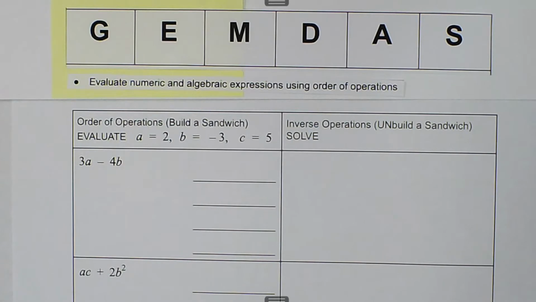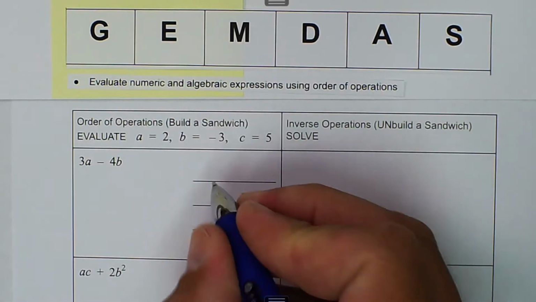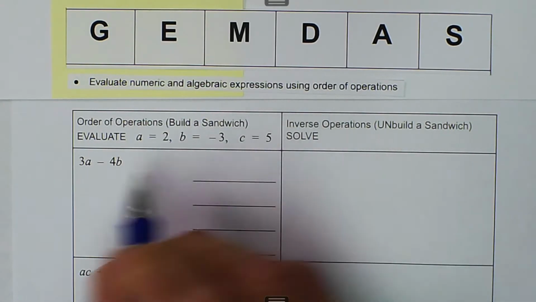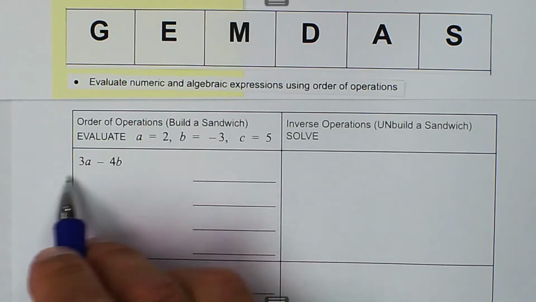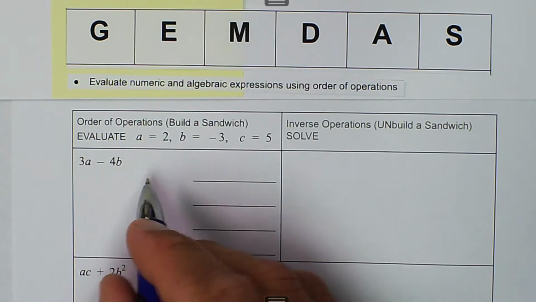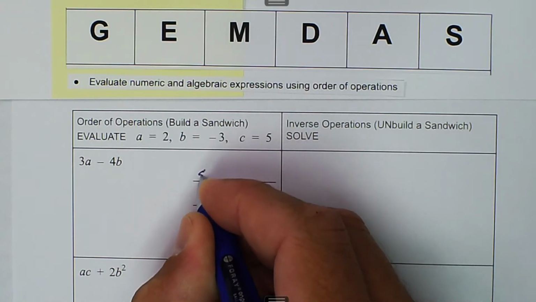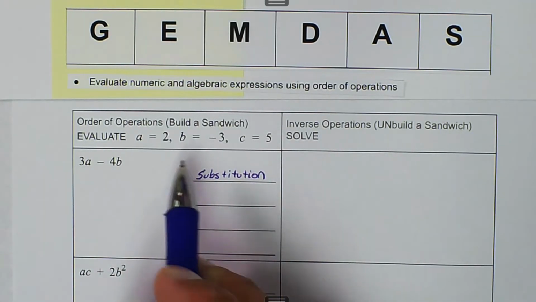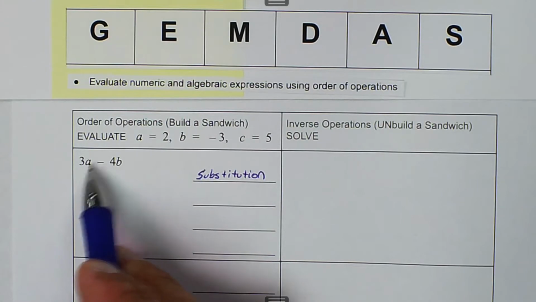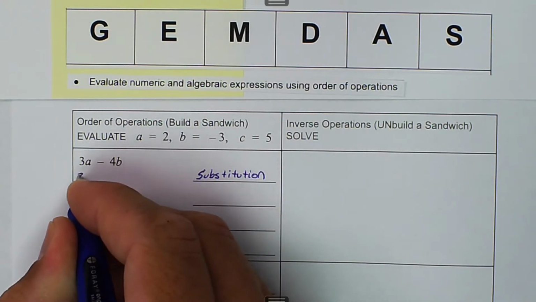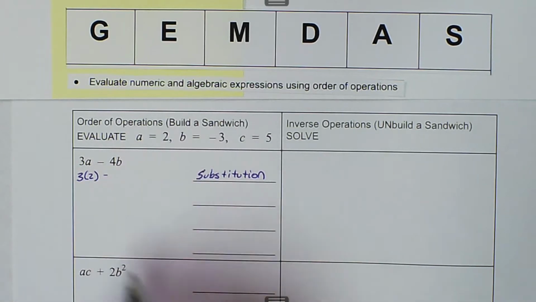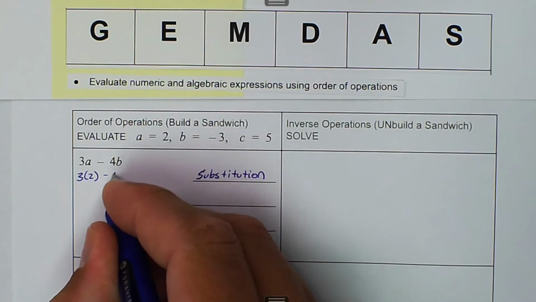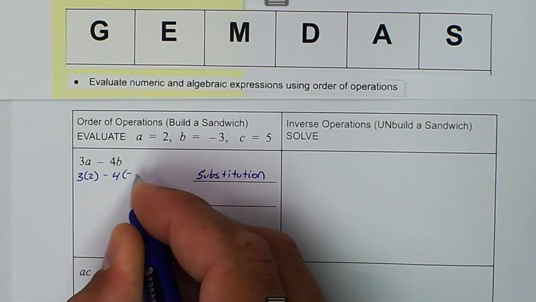So the first thing that we're going to do is, these lines over here are going to be for us to write down what we did. So we have 3A and 4B. We cannot combine these because they're different terms. So the first thing we have to do is substitution. So we're going to take the variable that we know and substitute it in. So we know A is equal to 2. So we can say 3 times 2 minus 4B, that means multiplication. So we'll take B and we'll substitute it in there. And that's 4 times negative 3.